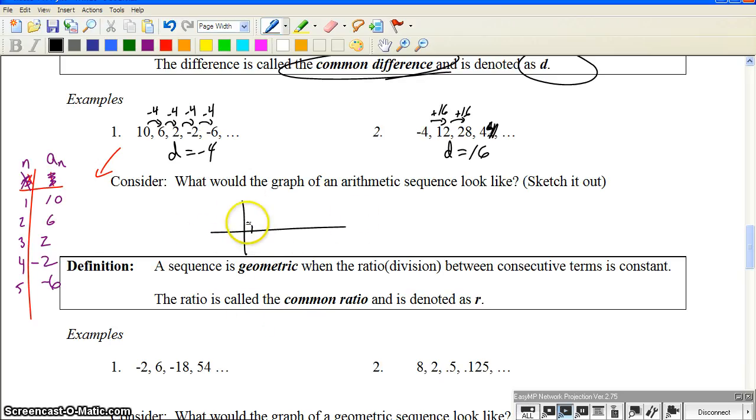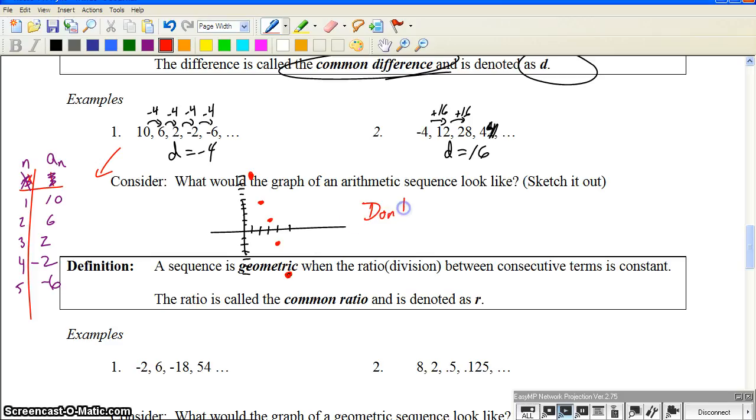So when we go ahead and graph this, what does it look like graphically? We have 1 and then 10, so 1, 2, 3, 4, 5, 6, 7, 8, 9, 10. Oops, not enough space. Oh well. And then 2, 6, then 3, 2, then 4, negative 2. What does it look like graphically? Where does it look like the dots are going together? They look like they're headed together as a straight line. Arithmetic sequences are linear.